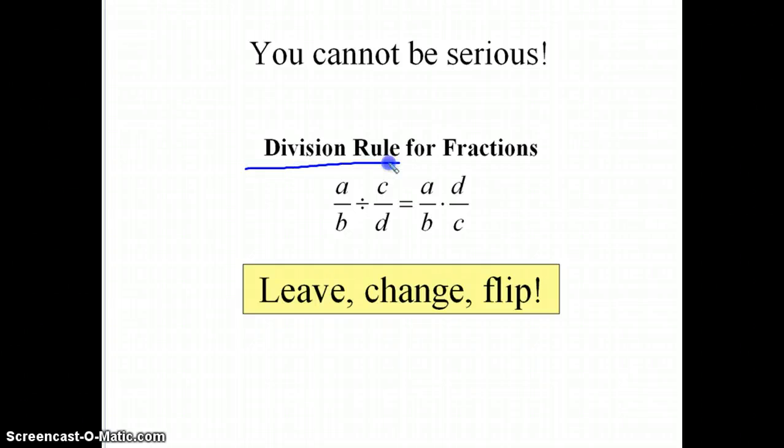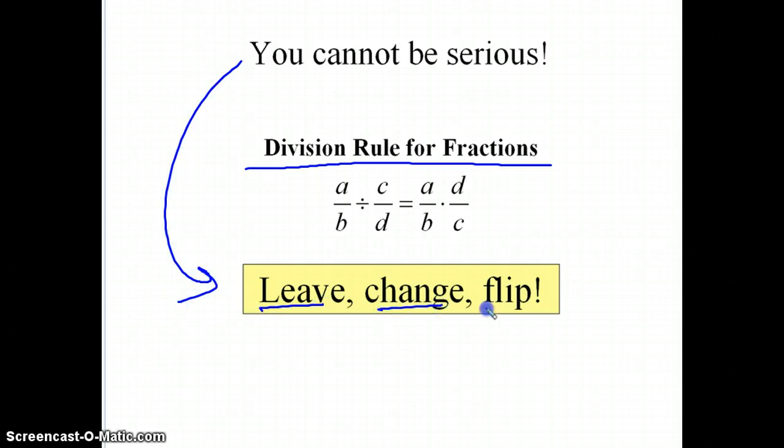Here it is, the division rule for fractions. Here's a shortcut. You cannot be serious. Leave, change, flip. We leave the first fraction. We change the division symbol to a multiplication, and we use the reciprocal of the last fraction. And we call that flipping. So we'll begin with example 1.